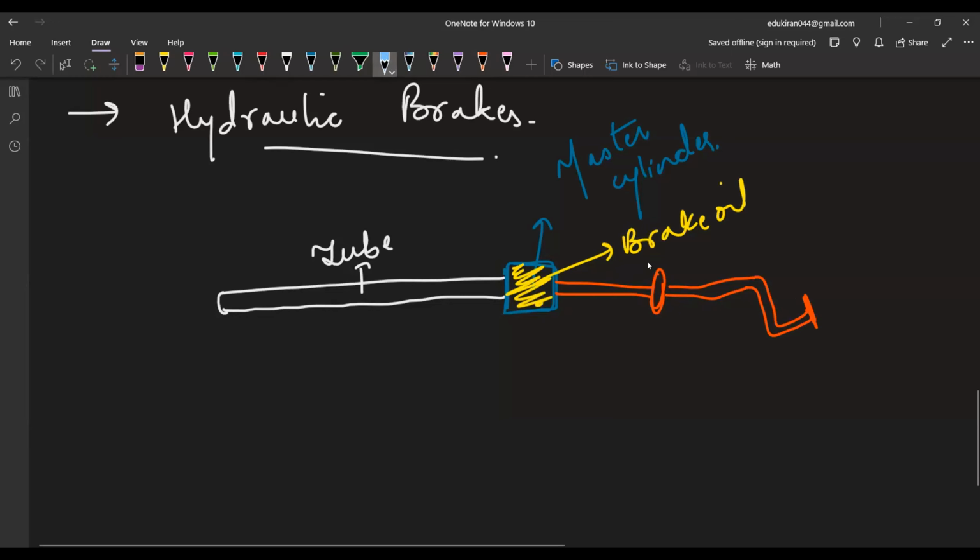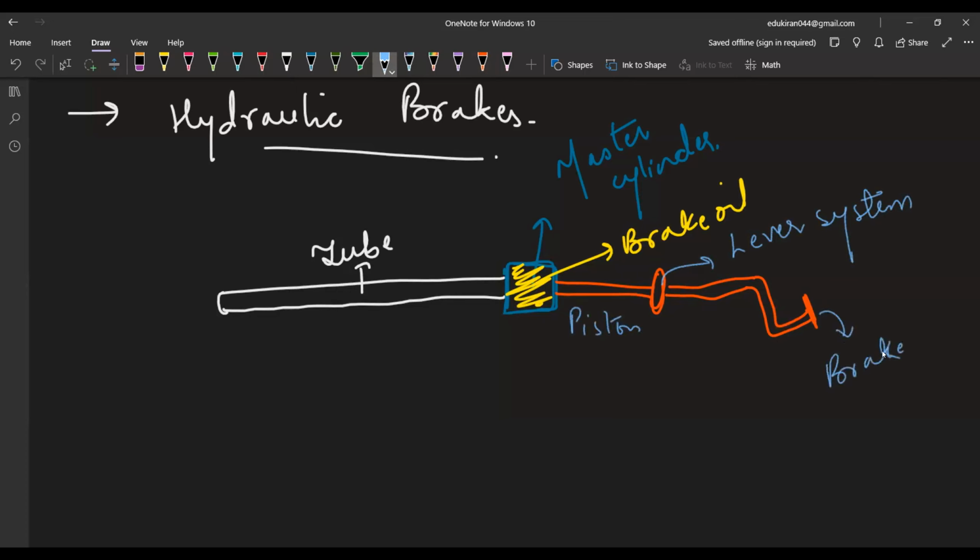So what all things are there? This is the lever system. This is the piston, which is further connected to the brake pedal. All right, this is connected to the brake pedal. Now this tube further, this is connected because one more edge is present.